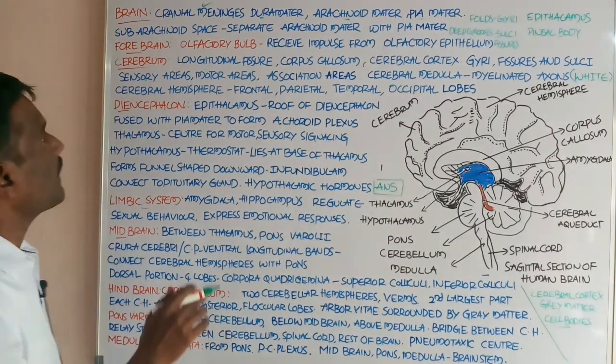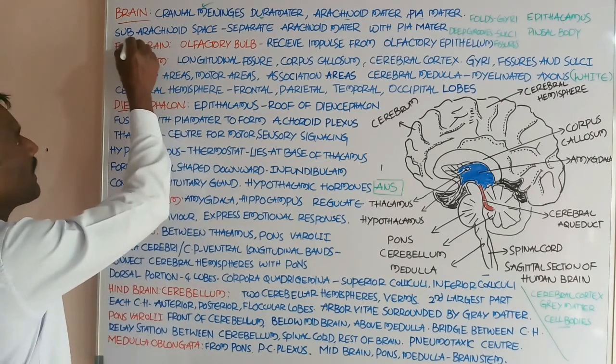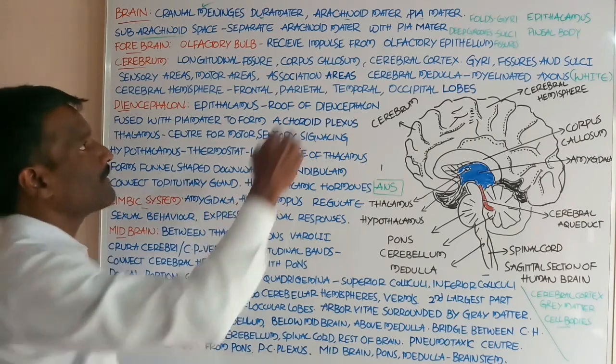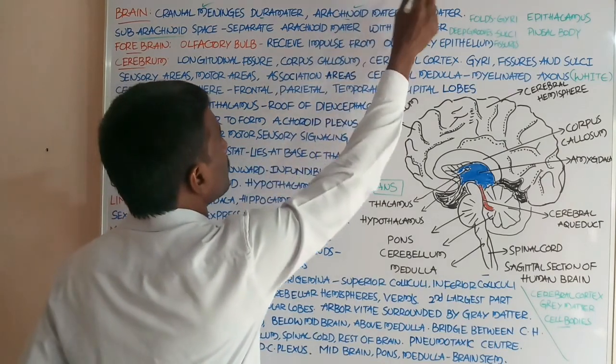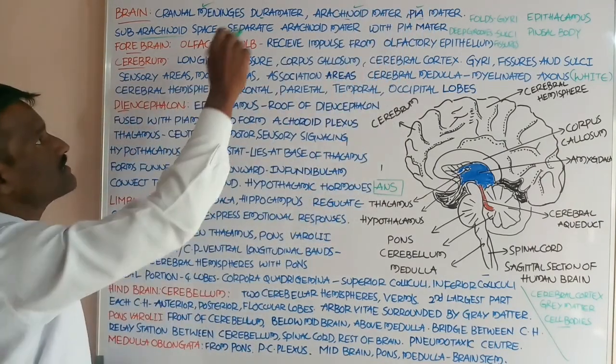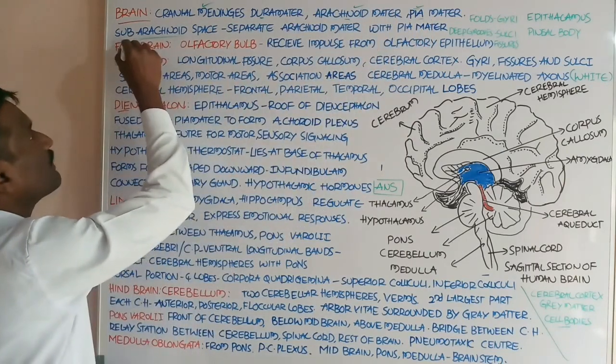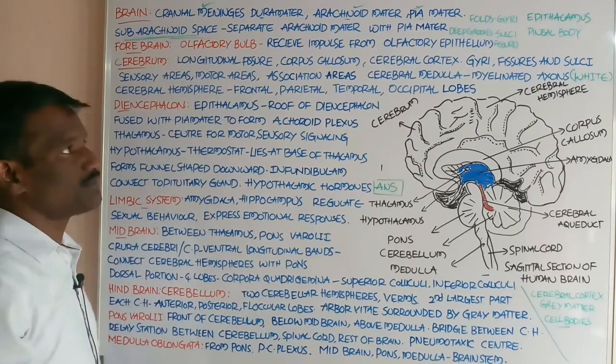Okay students, next, what about the subarachnoid space? It is the space between the arachnoid mater and the pia mater. That is, the arachnoid mater is separated from the pia mater by the subarachnoid space.